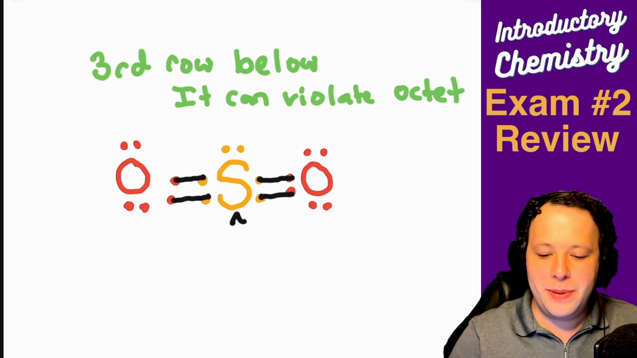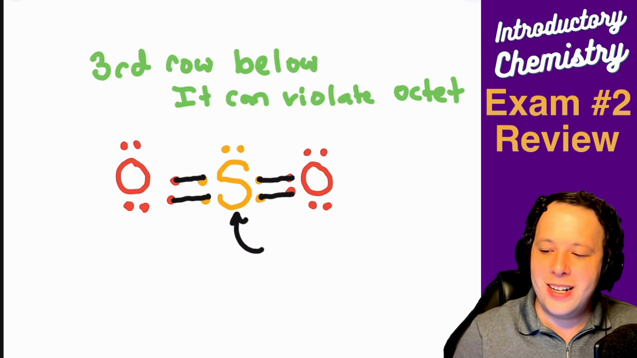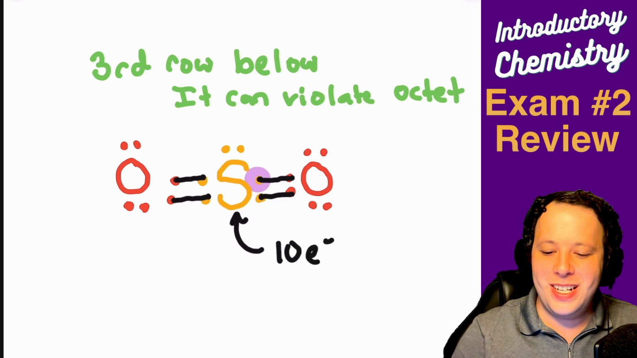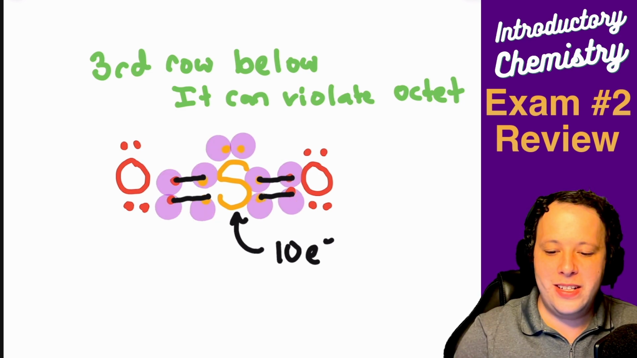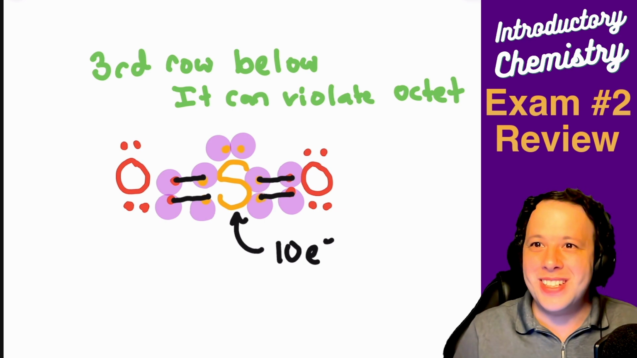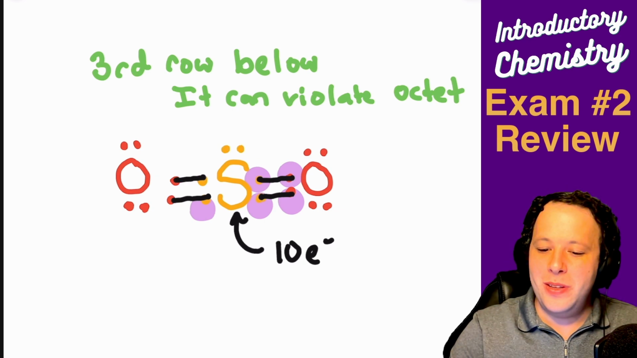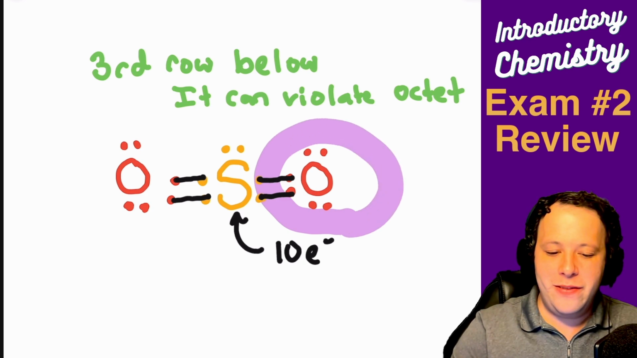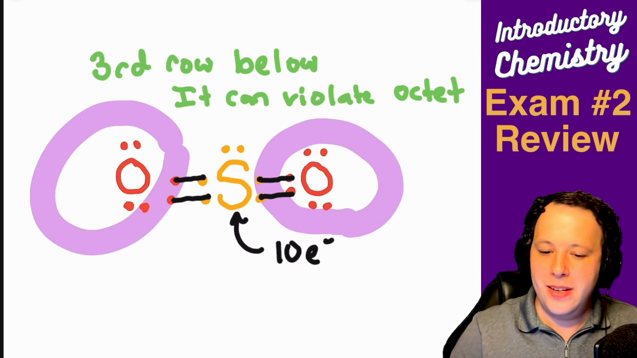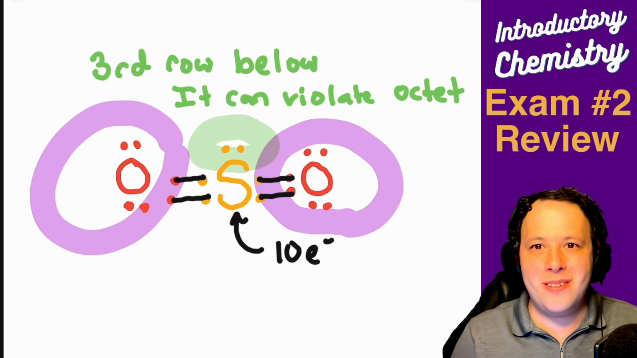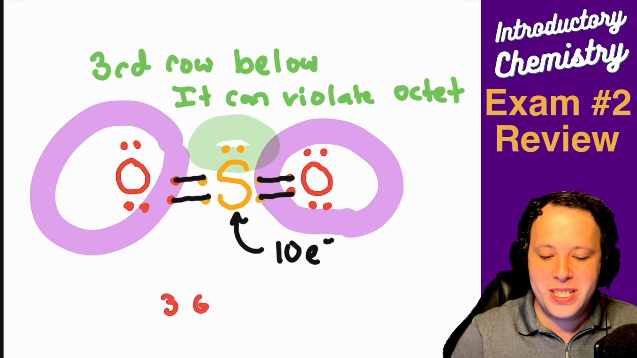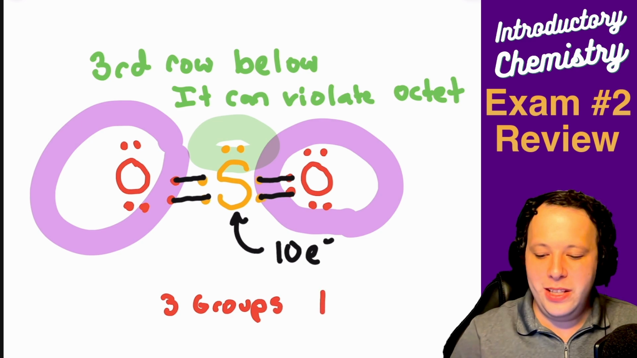So this is violating the octet rule. You'll see that it actually has 10 electrons being shared around it. So you've got 1, 2, 3, 4, 5, 6, 7, 8, 9, 10. Ooh, gross. So it's a lot. If we then look at how many groups there are, there's one on the left, one on the right, and then you have the lone pair on top. So with this one, you have 3 groups, 1 lone pair.